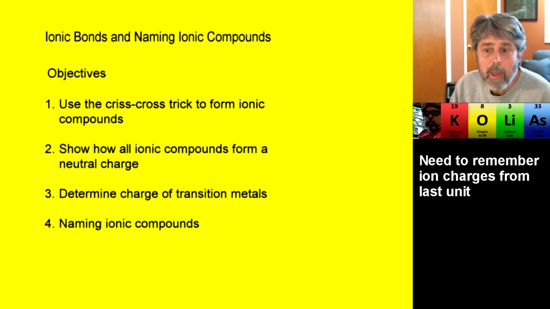Then I'm going to show you how all ionic compounds form neutral charges, overall charges of 0. And then we're going to determine how to figure out the charges of transition metals. We've been ignoring transition metals, but now we're going to get into them a little bit. And then finally, we're going to talk about naming ionic compounds.